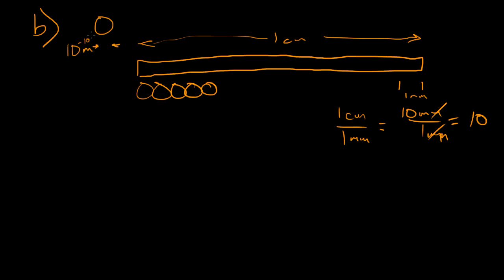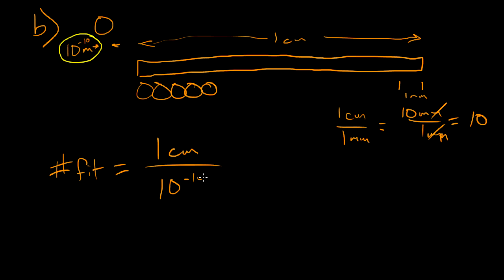Well, we have the same problem, but we have something that's not a millimeter. It's a lot smaller than a millimeter. It's actually called an angstrom. It's a tenth of a nanometer, a tenth of a billionth of a meter. That's what I should say. Okay, so the number that fit is equal to 1 centimeter divided by 10 to the minus 10 meters.